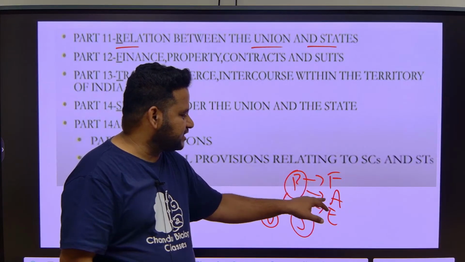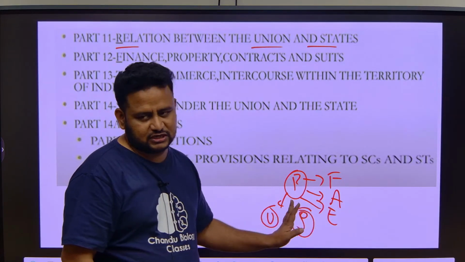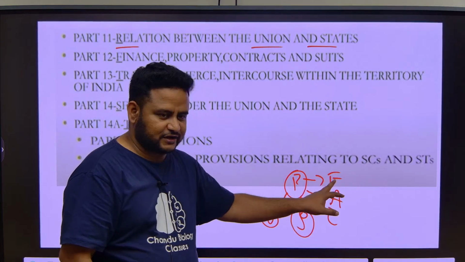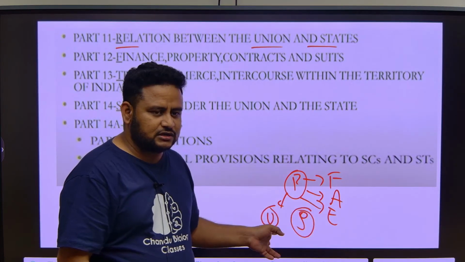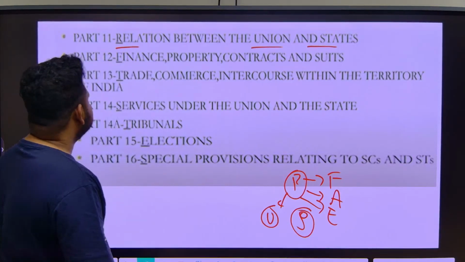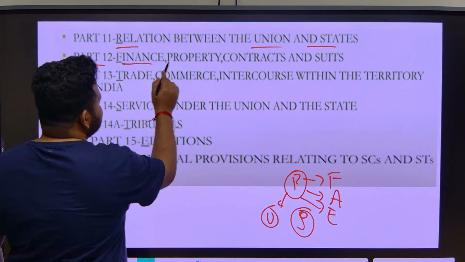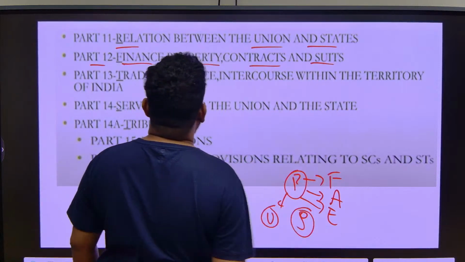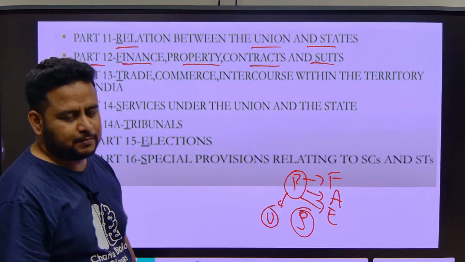That is about financial relation, administrative relation, executive relation. I spoke only about financial relation. This I will tell you when I talk about center and state relations. Okay, next thing is part 12, finance, property, contracts and suits. Okay, it is talking about finance, property, contracts and suits.